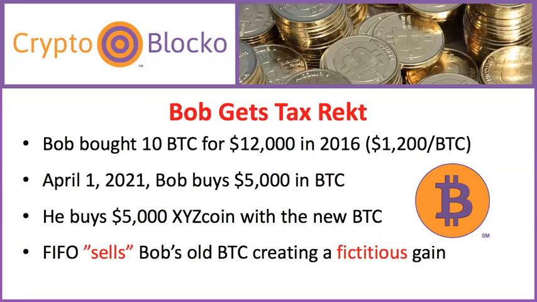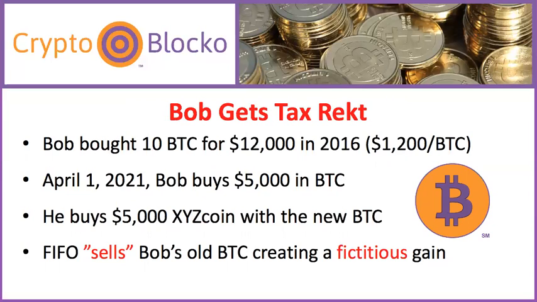So he never actually wanted to buy Bitcoin in the first place. All he wanted to do was buy XYZ coin. That's it, a simple buy with cash that he had available. All right, so moving along, FIFO sells Bob's old BTC, creating a fictitious gain.